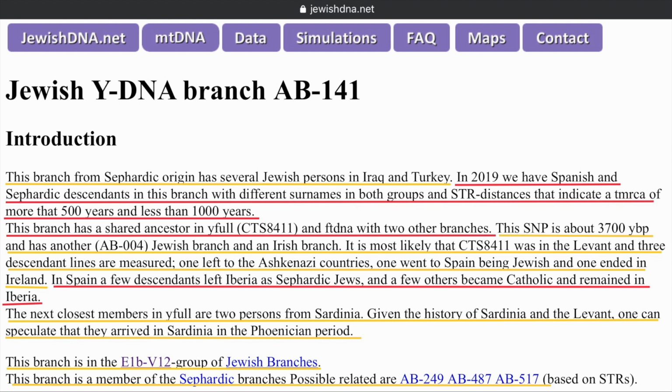The next closest members in YFull are 2 persons from Sardinia. Given the history of Sardinia and the Levant, one could speculate that they arrived in Sardinia in the Phoenician period. This branch is in the E1B-V12 group of Jewish branches. This branch is a member of the Sephardic branches.